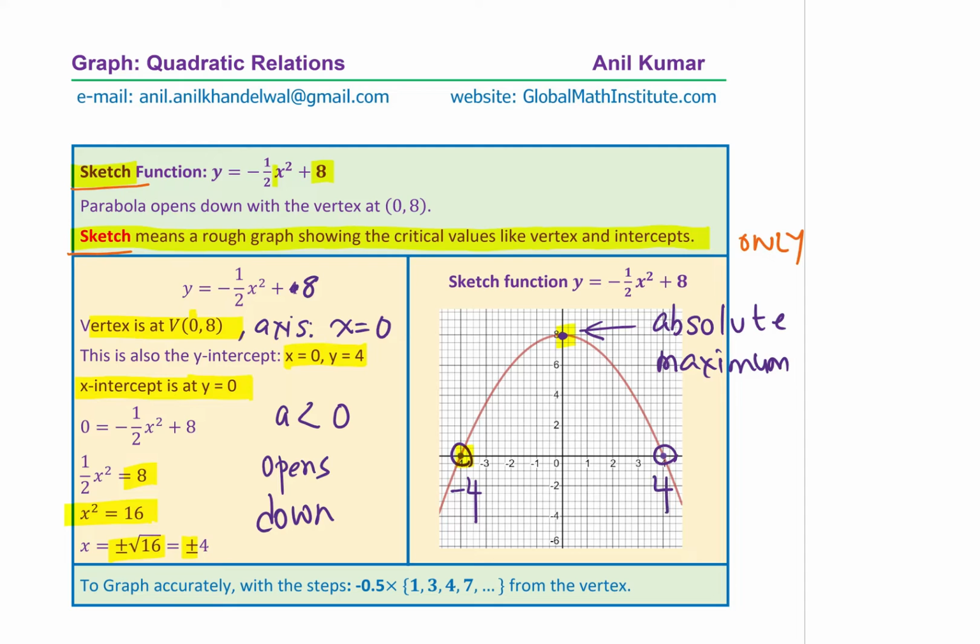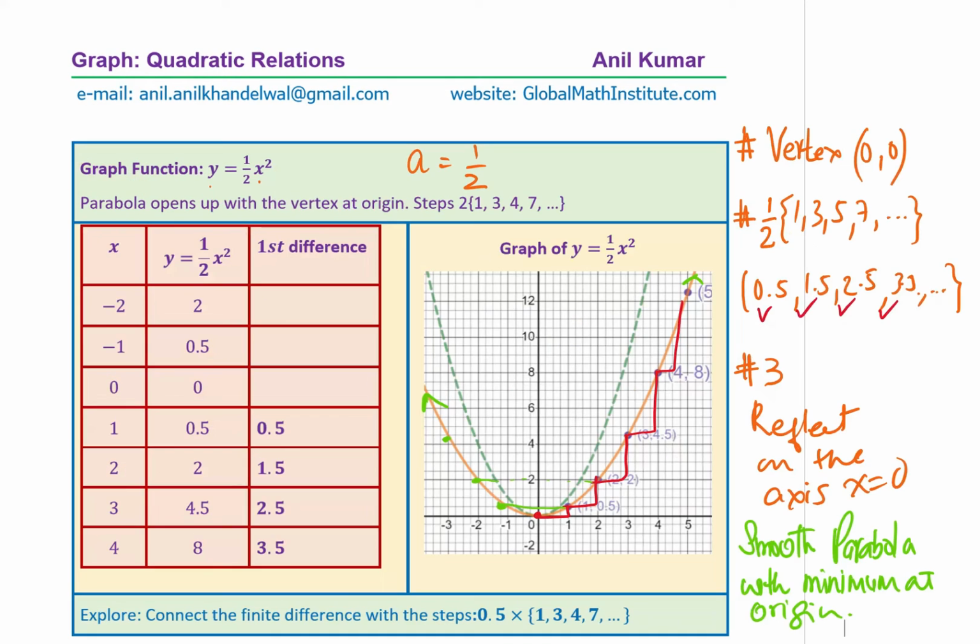Do you see that? Just sketch the curve connecting the vertex and the x-intercepts. So that is the sketch. Do you see the difference? Earlier graphs, we were actually plotting the points, and we'll call this as graph functions.